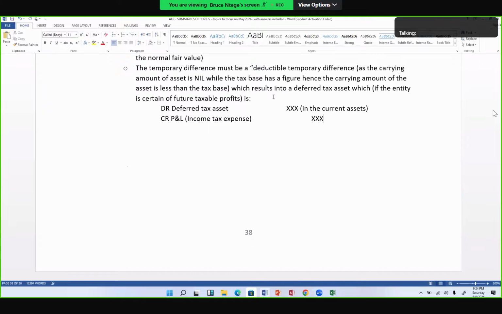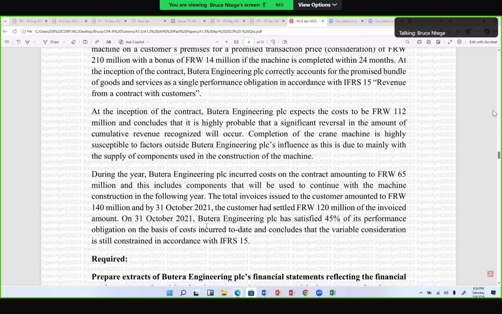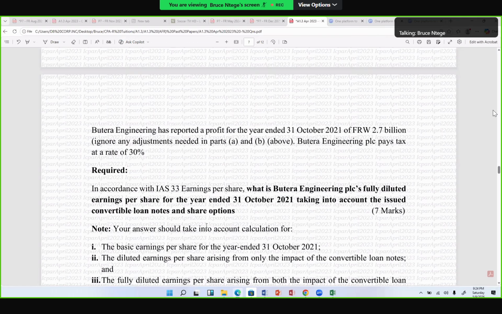Okay, so I want to pick on the paper I've been looking at today. In section B, I want to look for question number 3. This is still the April 2023 exam. So question number 3, part A. Okay, so here it is.